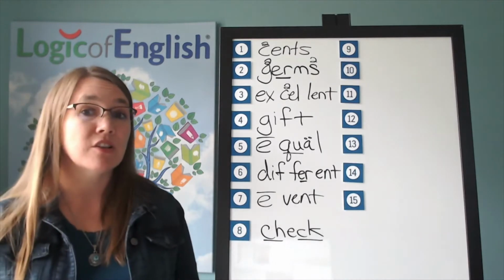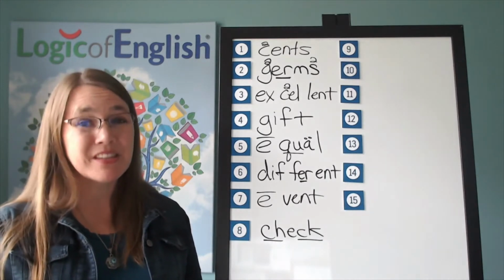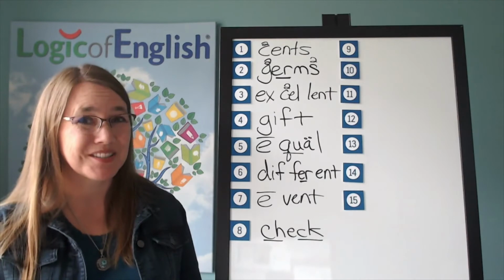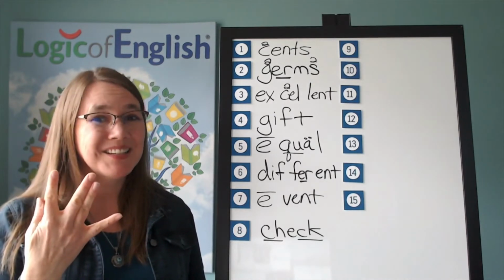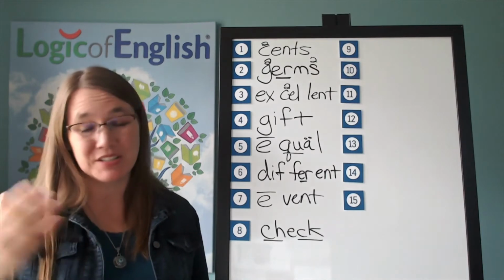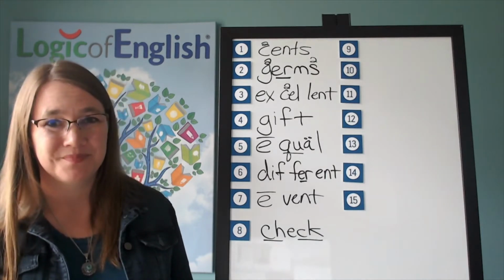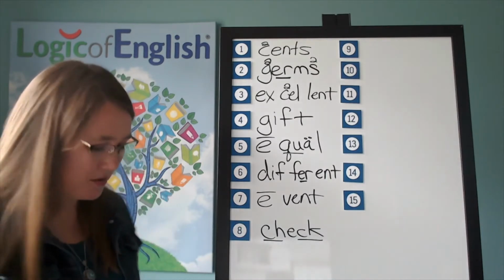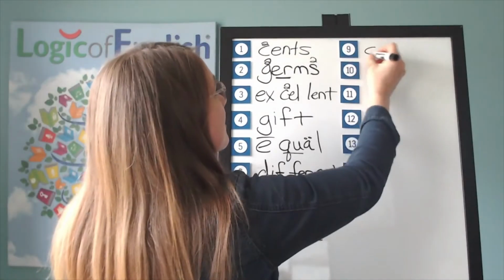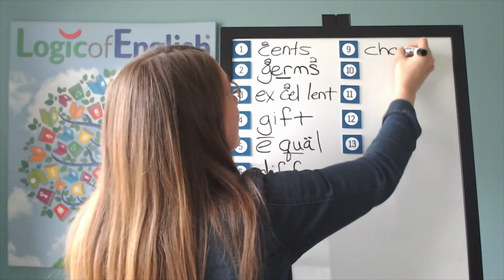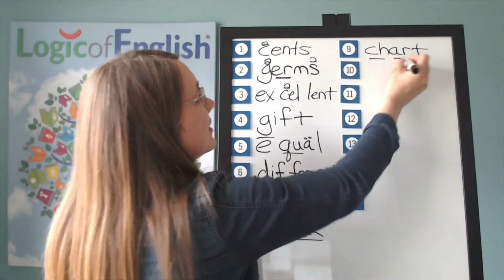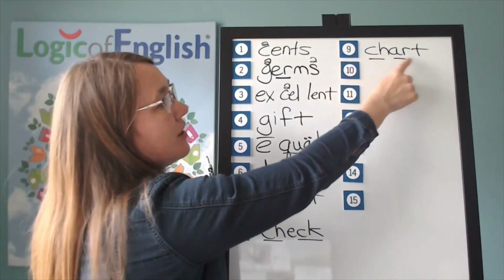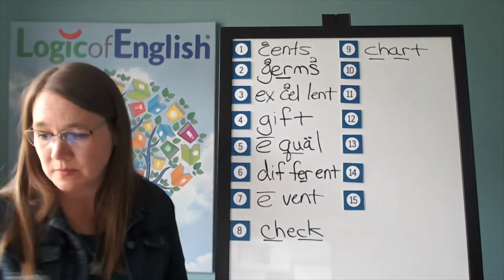The next word is chart. Let's put that up on the chart. Go ahead and say chart. Let's sound it out. Ch-art. Go ahead and write chart. Sounding it out. Help me to write it. Ch-art. How do we mark it? We'll underline the ch and the r. Let's read it. Ch-art. Chart.